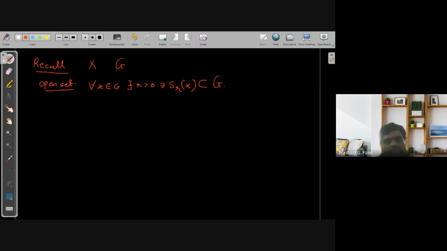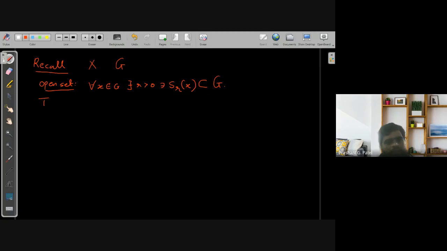So let us recall what we did in the previous lecture. In the previous lecture, we discussed the open set. What is the open set? If X is a metric space and G is a subset of X, we say that G is an open set if for every point in G there exists an R greater than 0 such that there is a neighborhood of that point entirely inside G. This is the definition of an open set.